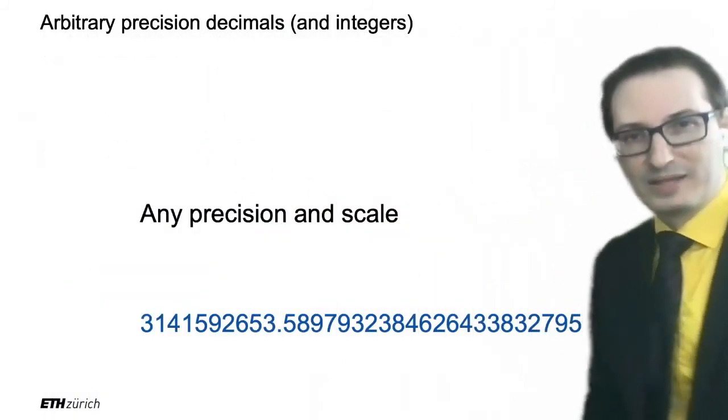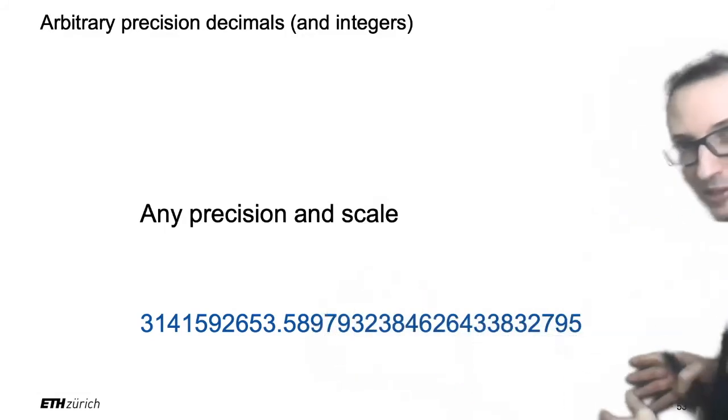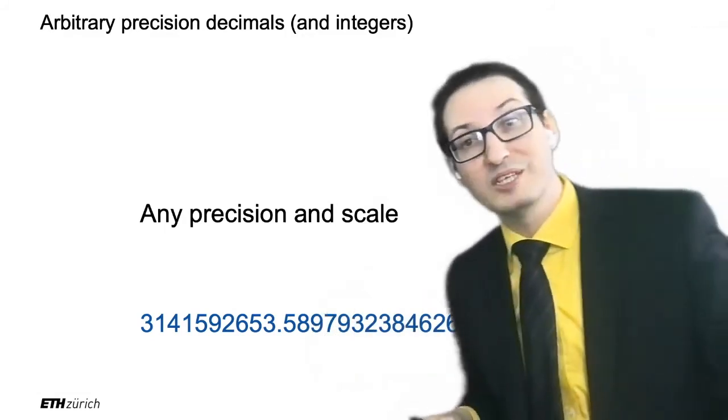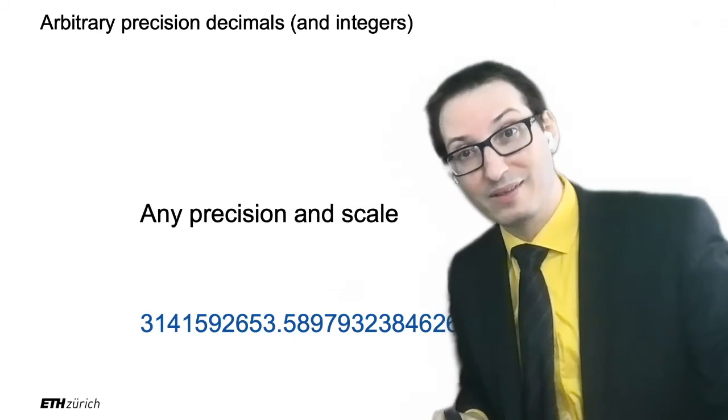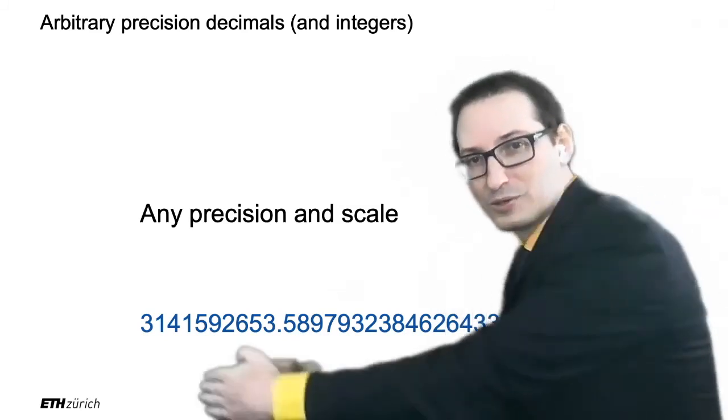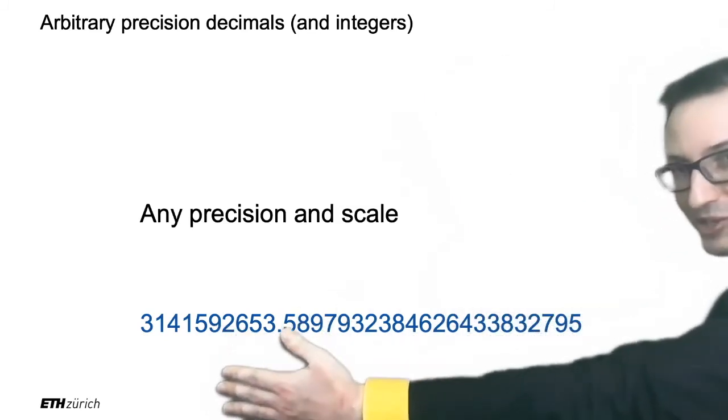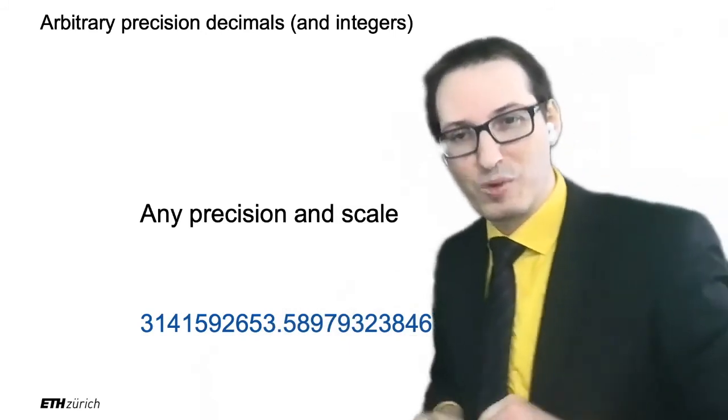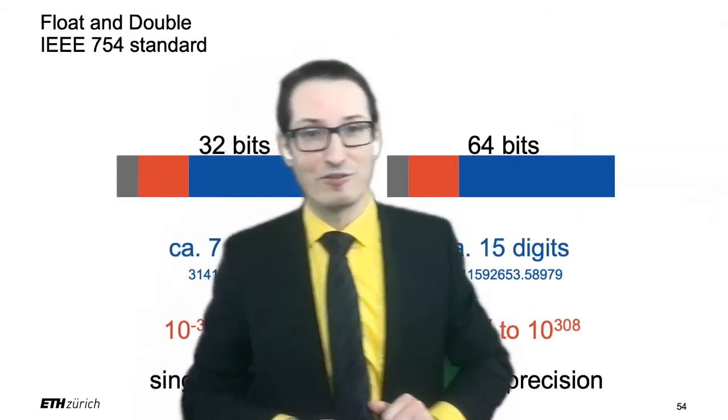Then you have arbitrary precision decimals that also exist. Well, you cannot do it in any language. I think in Python you can. In XML and JSON you can as well. So it basically means you can have any precision. You can write your decimals like that with absolutely any level of precision.